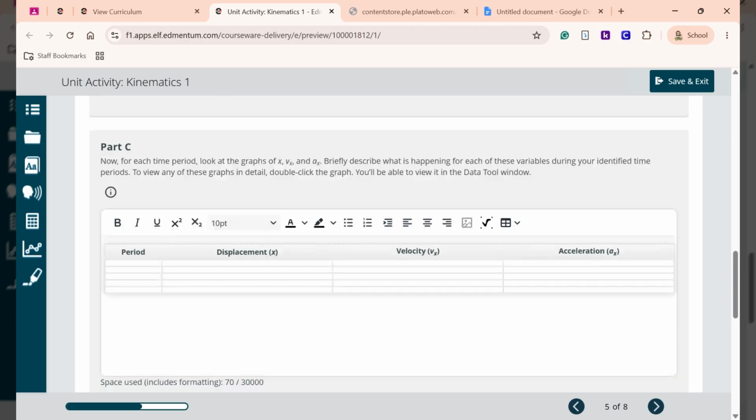Here, use those same time intervals and then just say what it's doing when it comes to displacement. Remember, displacement is how far it's getting from the starting point. Velocity right here is how fast it's going and in what direction. Remember, positive acceleration means the velocity is becoming positive. Negative acceleration means the velocity is becoming negative. And zero acceleration means the velocity is staying about the same, right? So use those same time intervals right here, and then just describe what's happening with displacement, velocity, and acceleration.